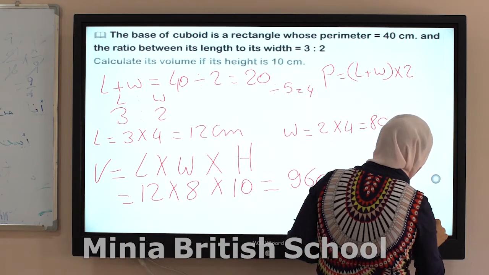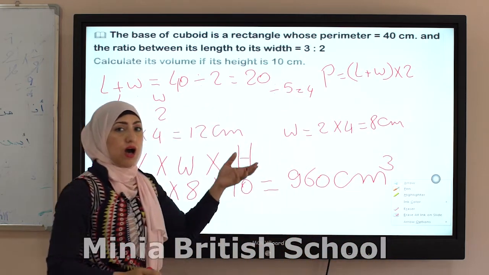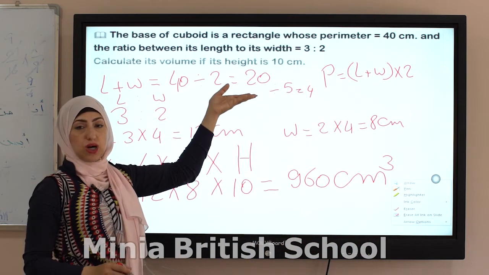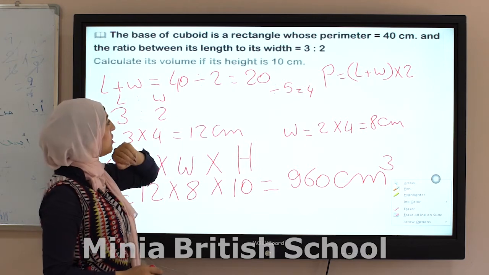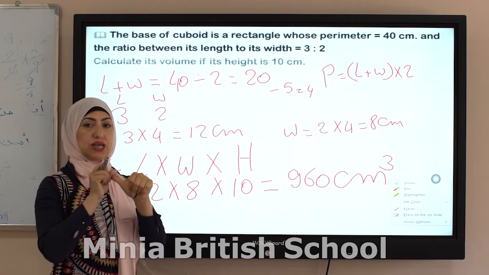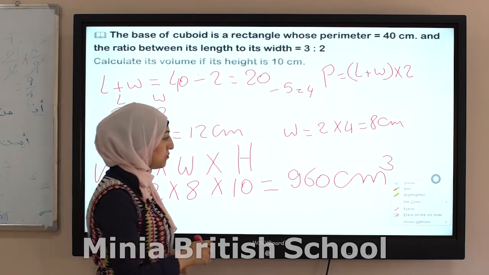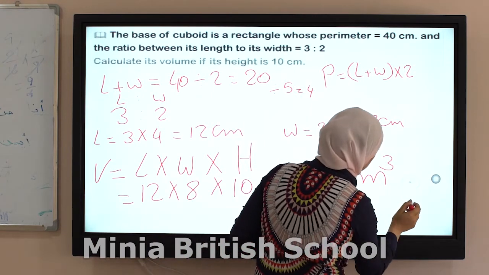So, from any problem, I see what are the givens that I have, and the main purpose for me is to get the length and width and height to calculate the volume.